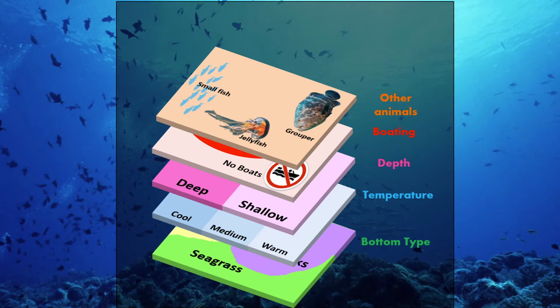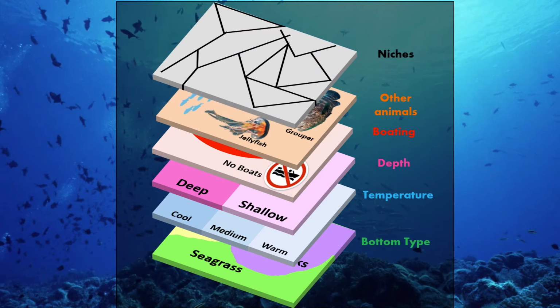And when you put all of that together, you have all of these layers, all of these different things that make your home what it is. You put it all together and you have a niche. And so the black lines there just represent the outline of many different possible combinations of what you see below.